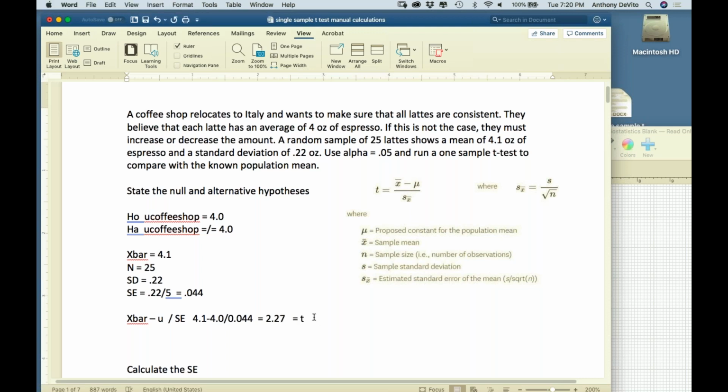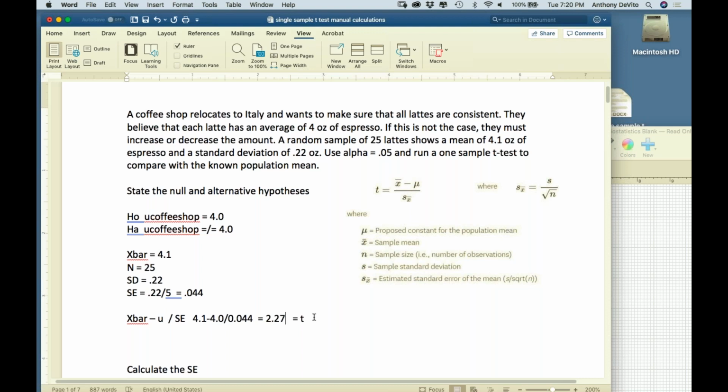Okay, that's my t. That's the number of standard errors apart that my x bar, my sample mean, and 4, which is the population mean for this other group, are. They are that many standard t-scores or that many standard deviations apart. How do I know if that's enough to say that they're different with 95% certainty, with less than 5% chance of being wrong?